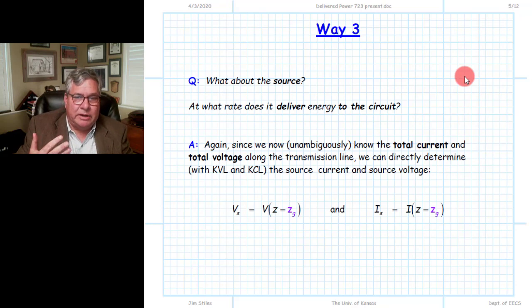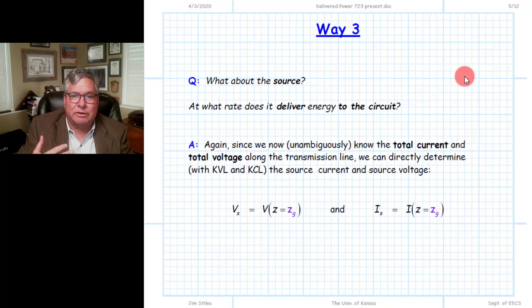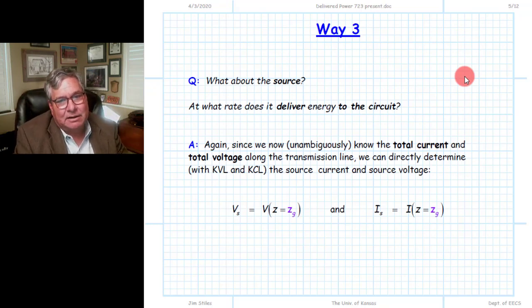The first way we examined to determine the rate at which energy flows along the transmission line was to determine the power absorbed by the load. The second way was to determine the net power along the transmission line by determining the incident power and the reflected power and then taking the difference. The third way is that we're going to try to directly determine the power delivered by the source, the rate at which energy is being delivered by the source at the beginning of the line.